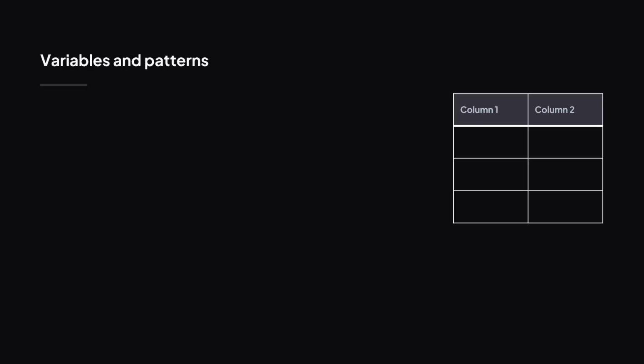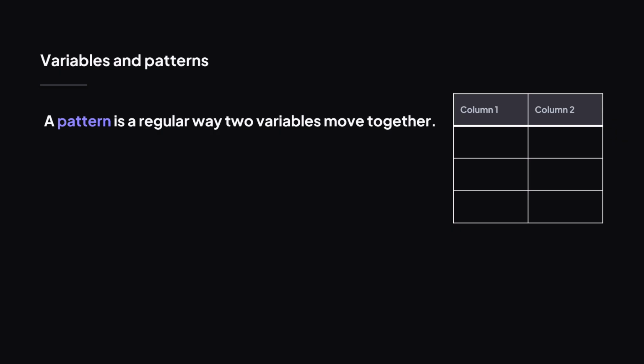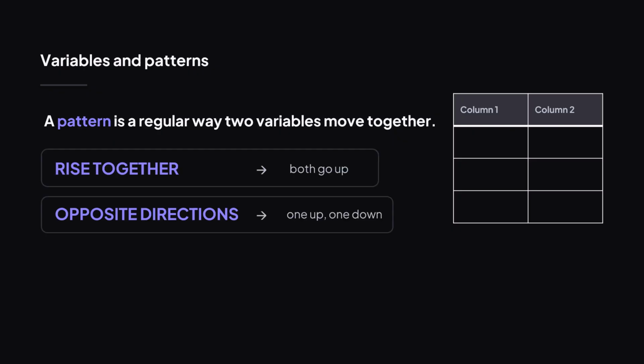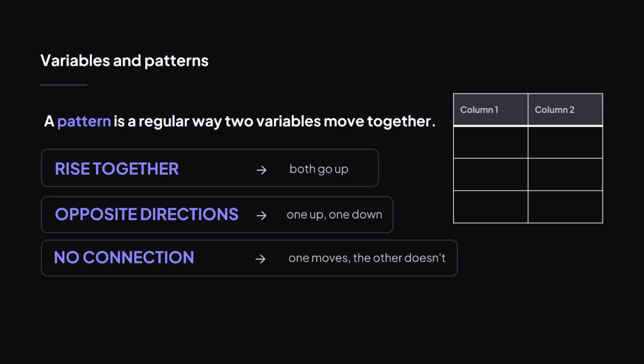Variables and patterns. Each column, like this column 1 and column 2, is a variable, an amount that can change. A pattern is a regular way 2 variables move together. They can either rise together, so both go up, move in opposite directions, one up and one down, or show no connection. One moves and the other doesn't.